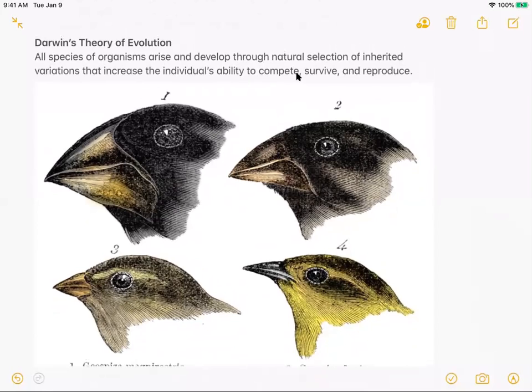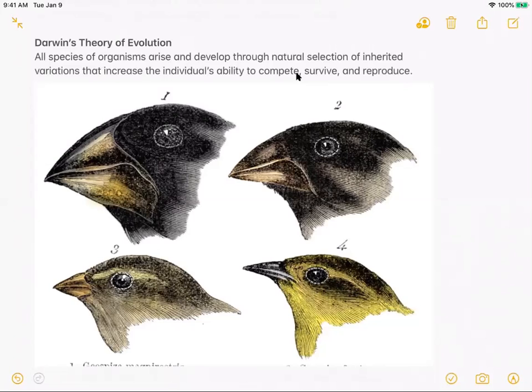So you notice with the first one, they have a very broad beak. It's very big compared to the second, third, and fourth one. And you notice that their coloration can be different, their eye size can be different. So basically, he determined that all species of organisms arise and develop through natural selection of inherited variations that increase the individual's ability to compete, survive, and reproduce.